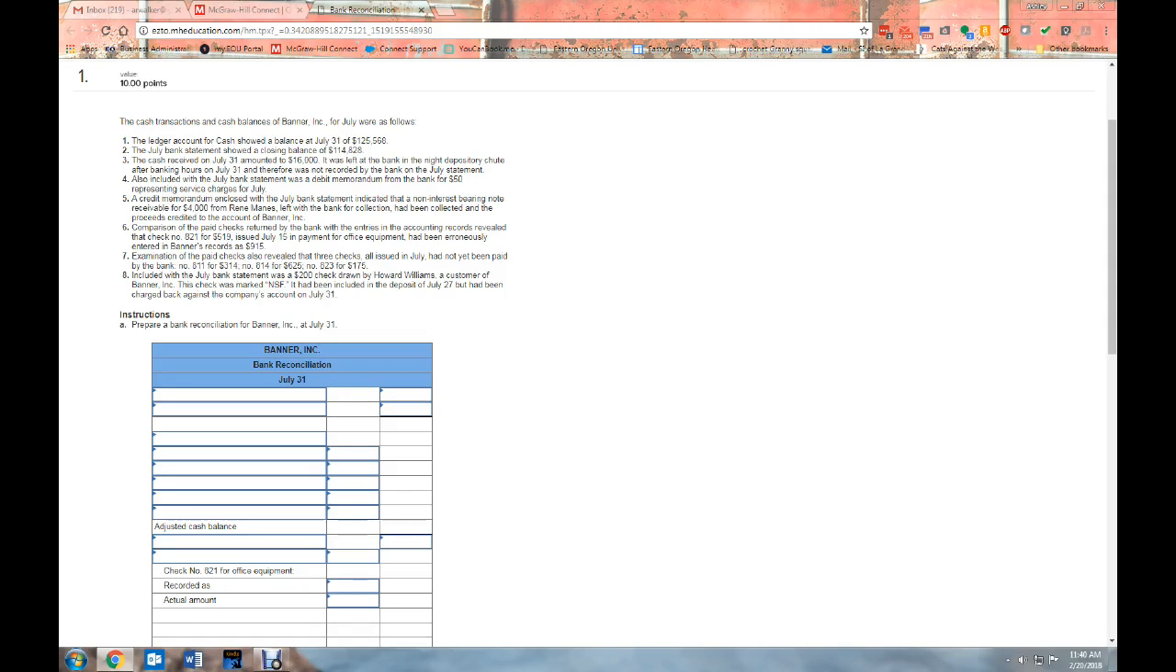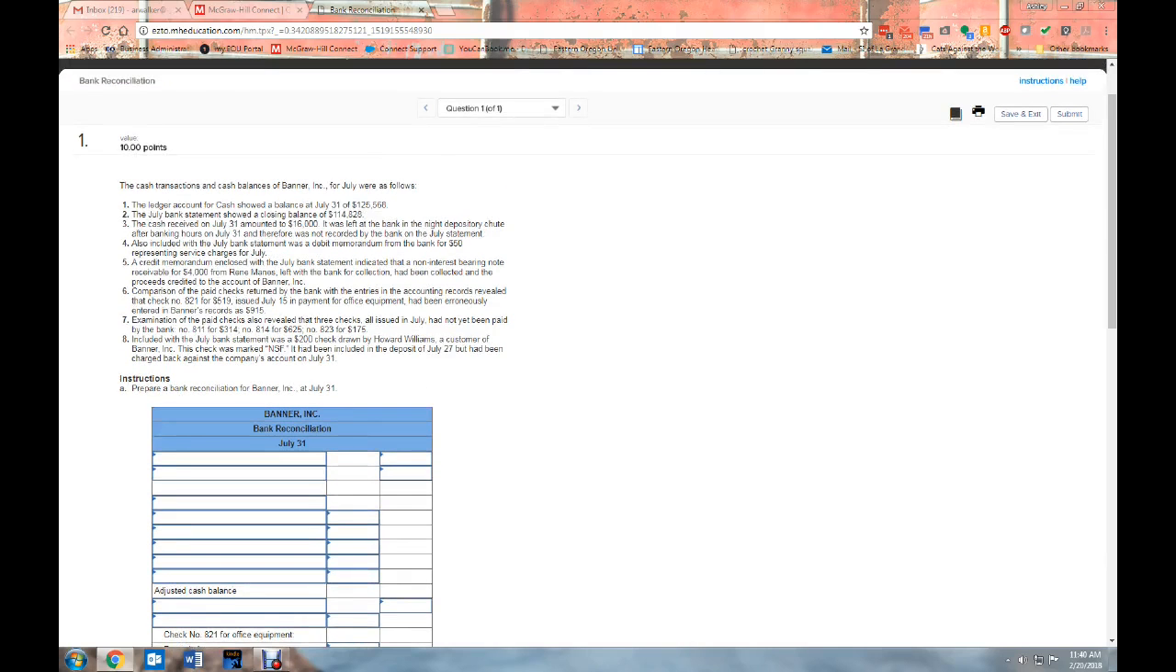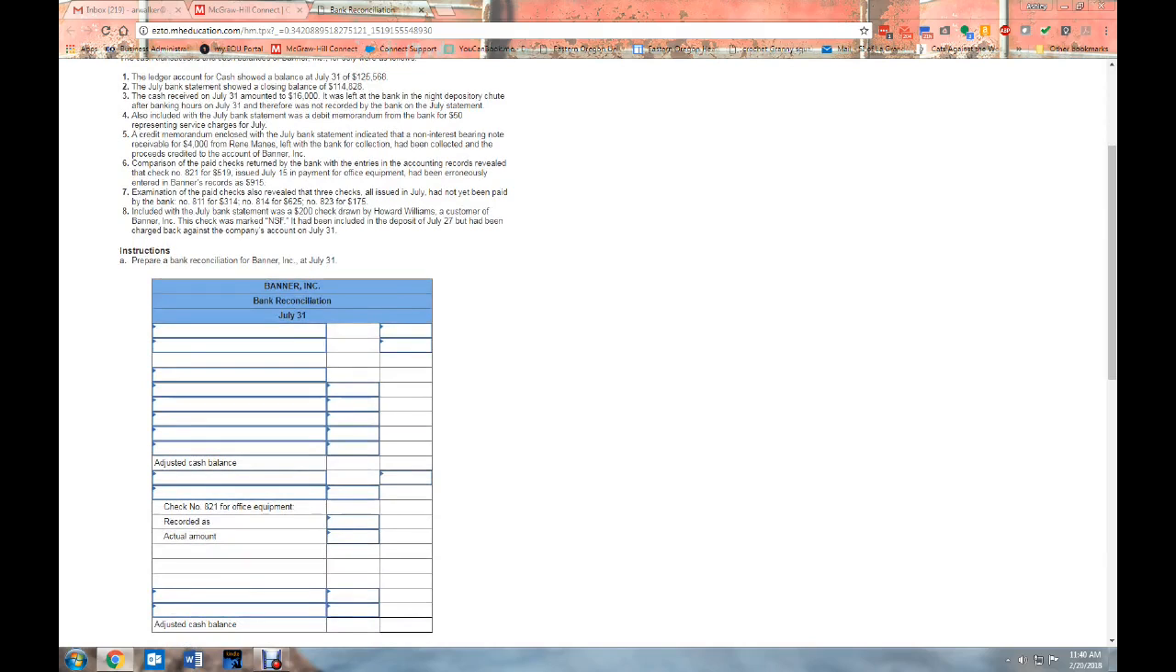When we look at this particular problem, first, number one, the ledger account for cash showed a balance at July 31st of $125,568. If the ledger account for cash balance is $125,568, whose balance is that? Is that mine or is that the bank's? If it's a ledger account, that is my account. I am the depositor. So the balance per the depositor is going to be $125,568. Let's just take note of that somewhere.